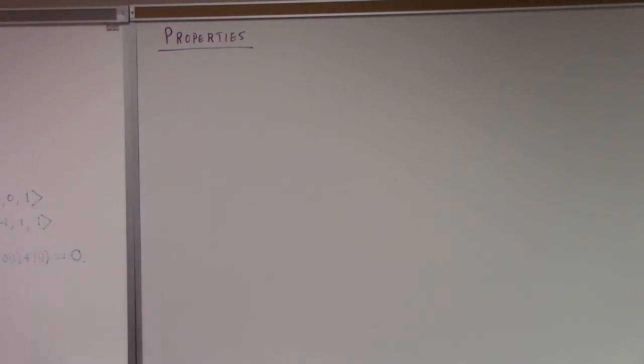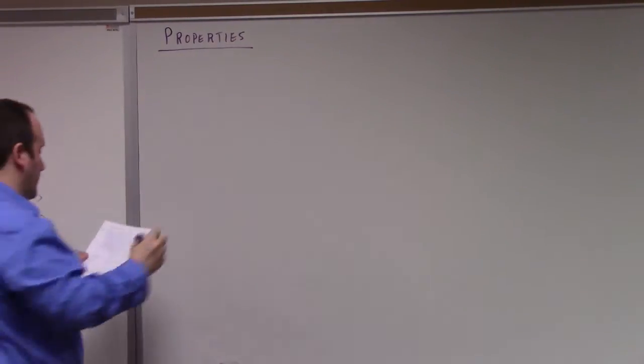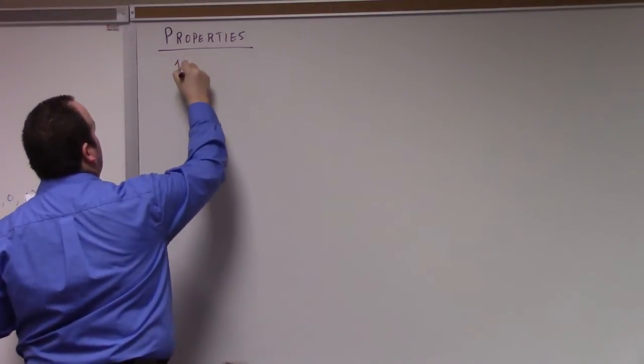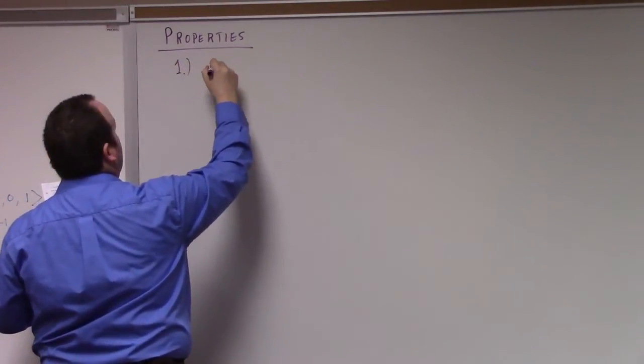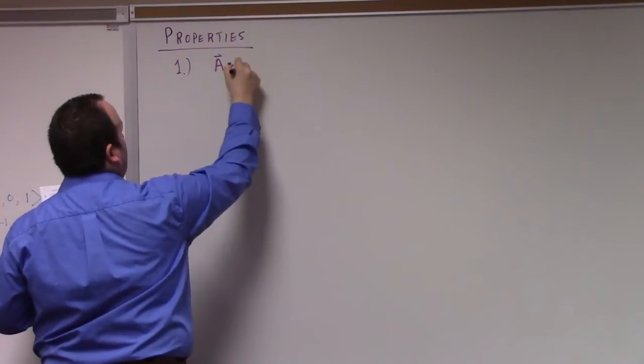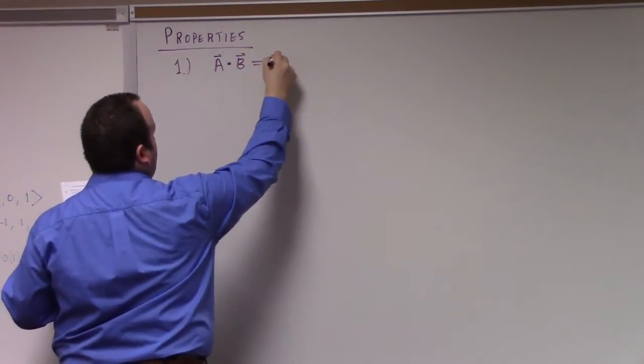So this is my proposition 1.1.12. I'm going to write it down. It's important for us to know these things. So I'll prove a couple. First of all, it's commutative. A dot B is equal to B dot A.